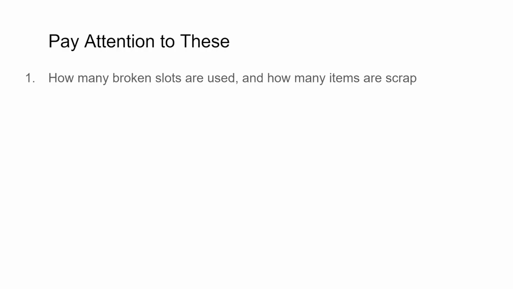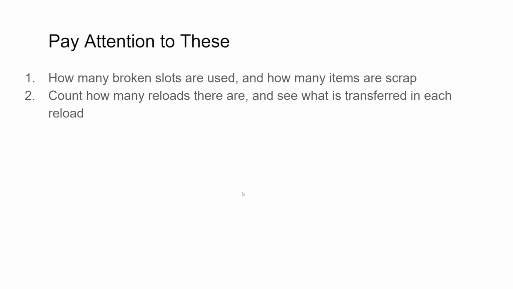So this is the first and probably trivial step to know, is how many broken slots are used and what items are used to generate those broken slots. Let's move on to the second one. The second thing to note down is count how many reloads there are and see what is transferred in each reload.